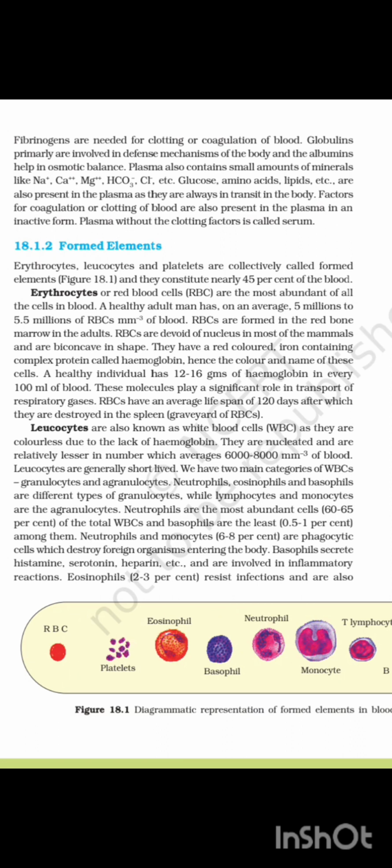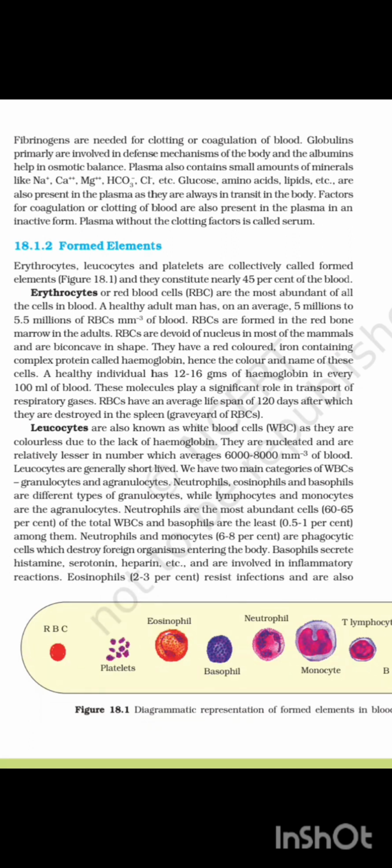They are nucleated and are relatively lesser in number, which average 6,000 to 8,000 per cubic mm of blood. Granulocytes and agranulocytes are the two types. Neutrophils, eosinophils, and basophils are different types of granulocytes, while lymphocytes and monocytes are the agranulocytes. Neutrophils are the most abundant cells, 60 to 65% of the total WBCs, and basophils are the least, 0.5 to 1% among them. Neutrophils and monocytes (6 to 8%) are phagocytic cells which destroy foreign organisms entering the body.